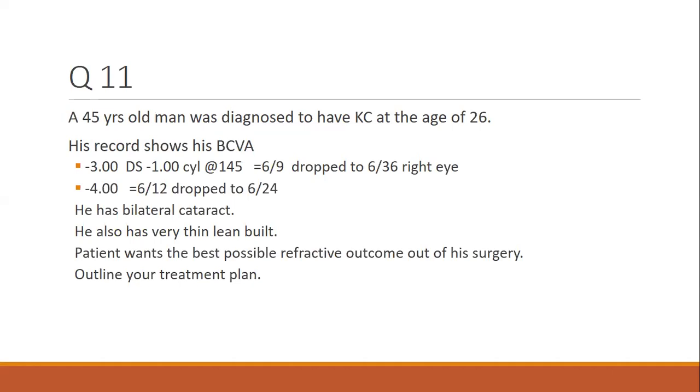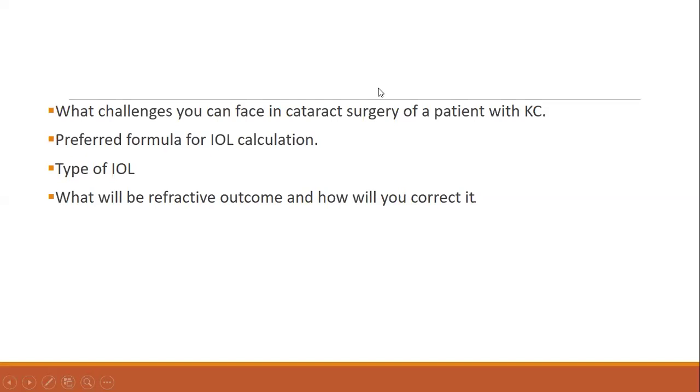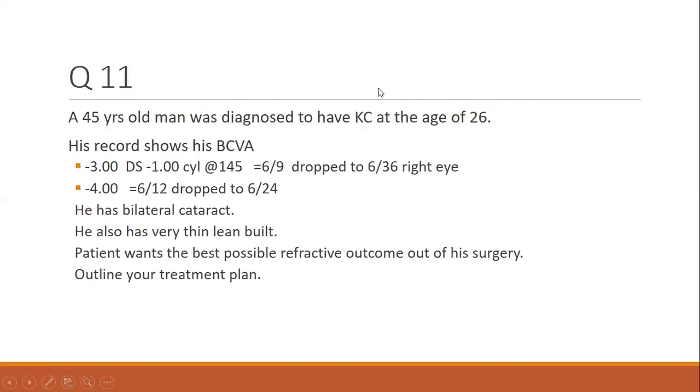This is very important. Look, this question is very important because you need to know everything about keratoconus. This is about cataract surgery in a case of keratoconus. Okay, I'll read, anyone can take. So the question is, a 45-year-old man was diagnosed to have keratoconus at the age of 26. His record shows that his best corrected visual acuity has dropped from 6/9 to 6/36 in the right eye and from 6/12 to 6/24 in the left eye.